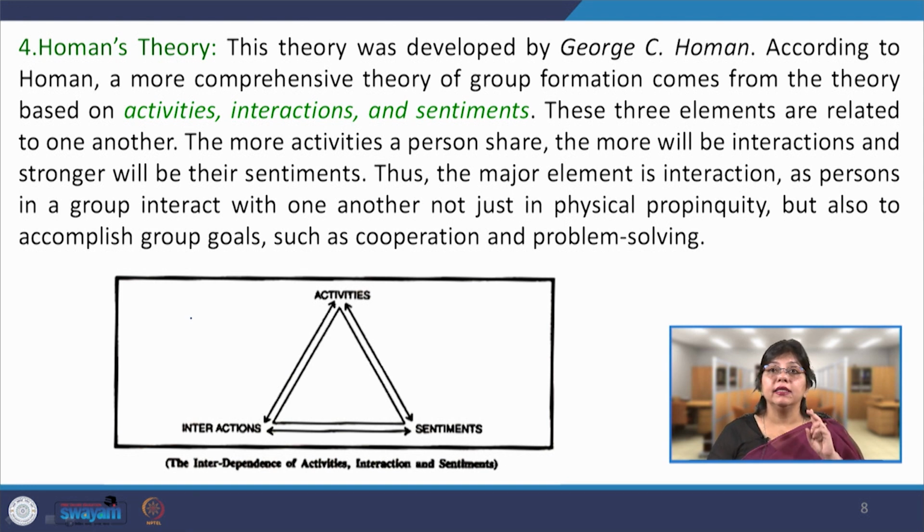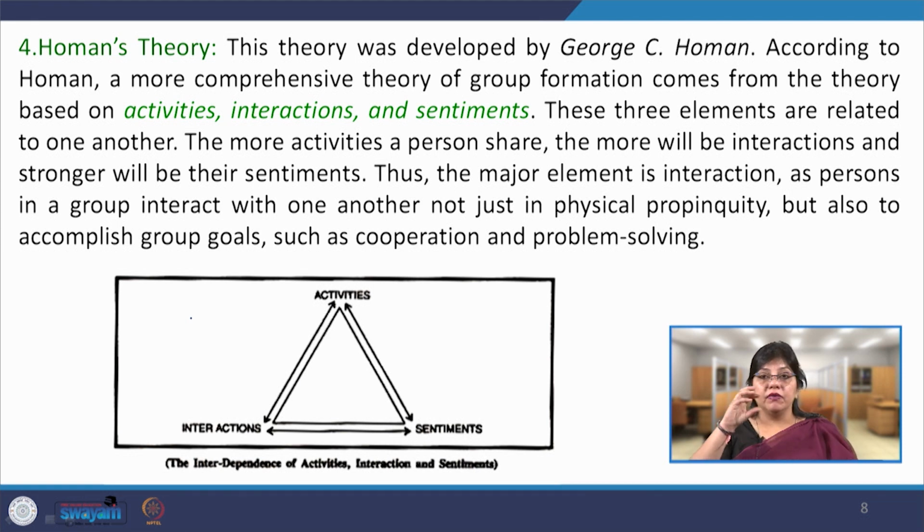According to this theory, these three elements, activities, interactions and sentiments, are related to one another, and all these elements work together in any interaction. And how? The more the activities, the more the person will interact and the stronger the sentiments will be. That is so obvious. No doubt people meet together based on common or shared goals, but those goals are achieved based on the structure and process of the group, how the group will function.